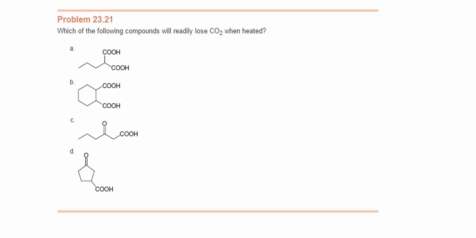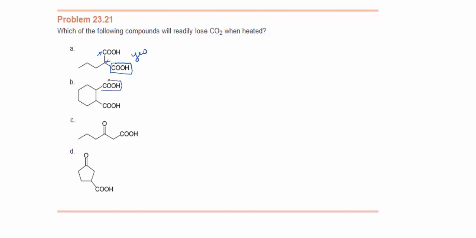Number 21, which of the following compounds will readily lose carbon dioxide when heated? Well, this is called decarboxylation, and that occurs only when the carboxy group is bonded to the alpha carbon of another carbonyl. For example, here we have a carboxy group bonded to the alpha carbon of another carbonyl. So this is a yes. This will readily lose carbon dioxide.